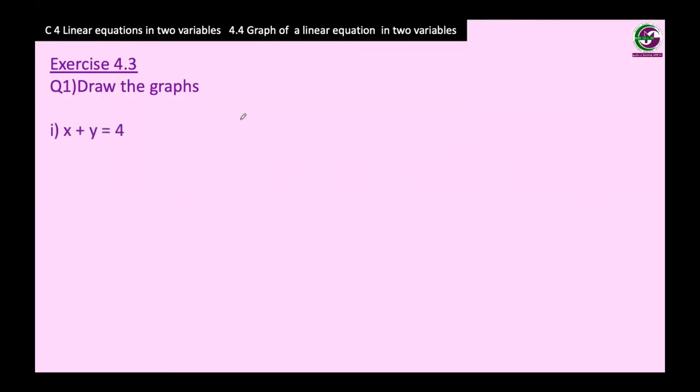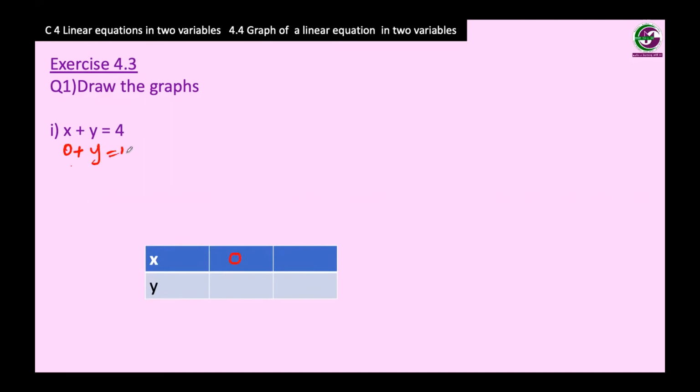Draw a graph for x plus y is equal to 4. We can follow the table method because this is only to draw the graph. So what we have to do is replace x is equal to 0. So when you replace x is equal to 0 in the table, here it is. And we can rewrite 0 plus y will give you 4. So we know that y is equal to 4. So x is 0, y is 4. And in the second case, we take y is equal to 0.